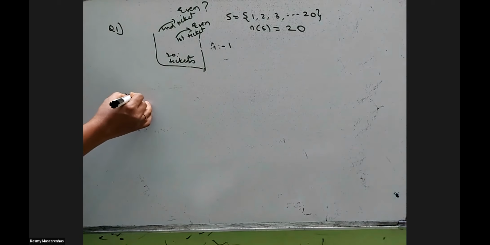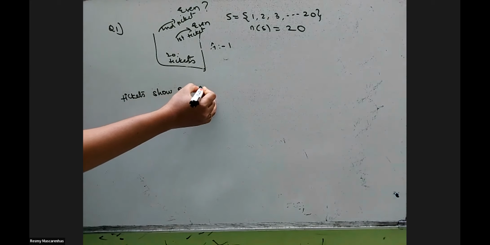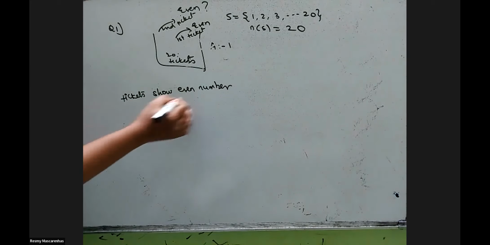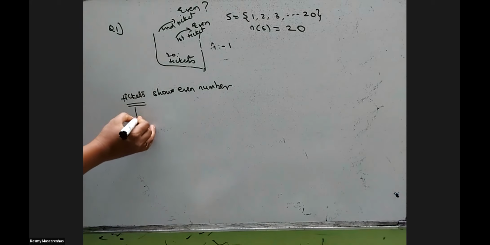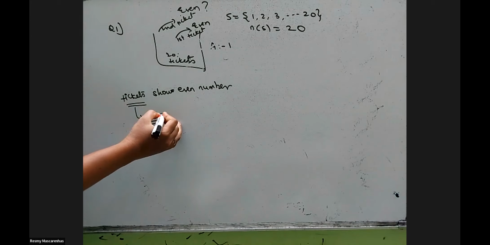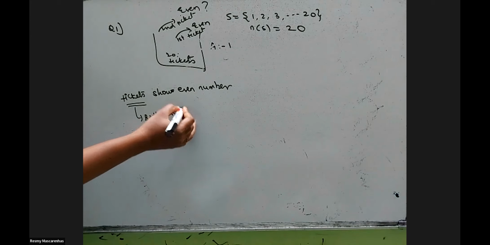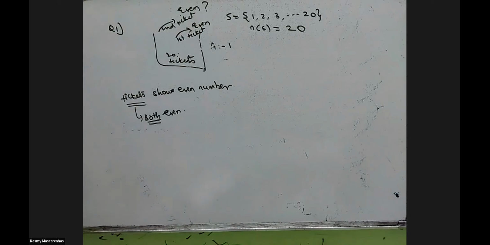Look, it's a little bit tricky question. Tickets show even number. The final line you read of the question, it says, what is the probability that the ticket shows an even number? The tickets means what? Both. Both the tickets should show even number. So ticket 1 also should be even, ticket 2 should also be even.